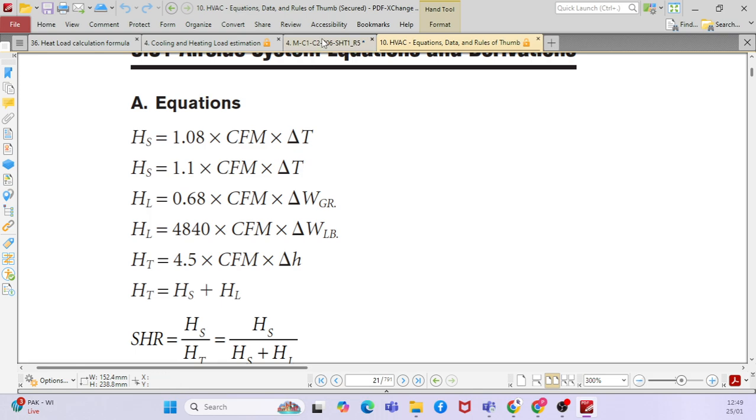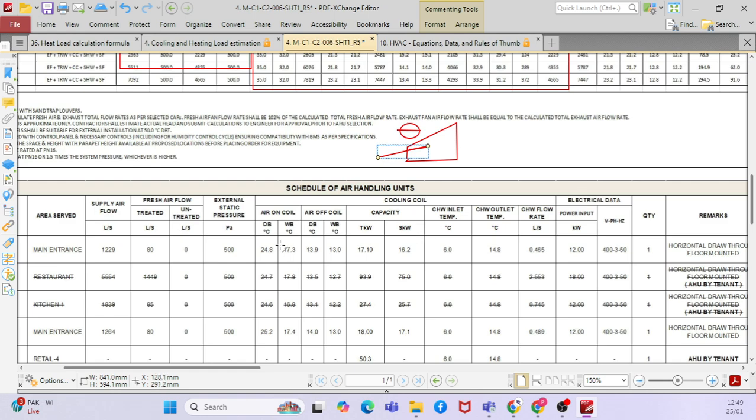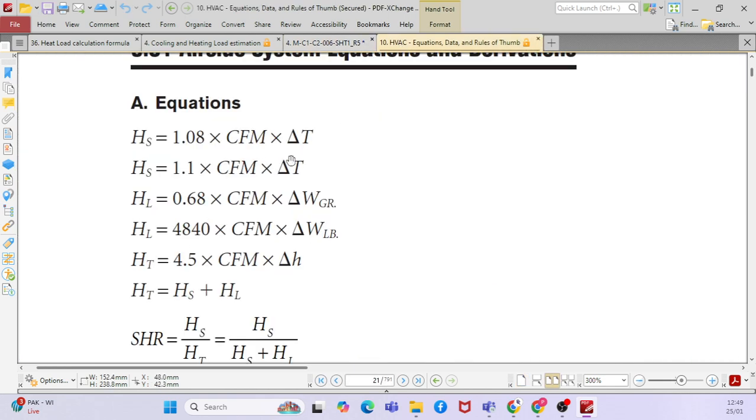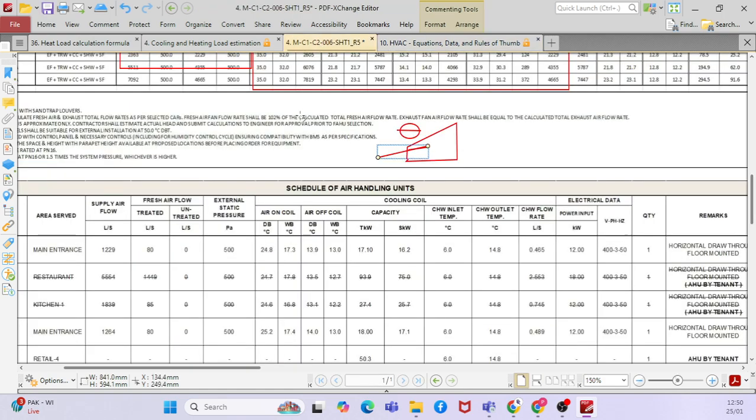What is delta T? If you go to your Excel sheet, you calculated your air on coil temperature and air off coil temperature. Based on that, you can calculate the temperature difference. That is the delta T. Then what is the latent load? 0.68 multiplied by CFM multiplied by delta W. This delta W is nothing but moisture. What is the moisture content at the on coil temperature and at the off coil temperature? You can go to the psychrometric chart and find out.